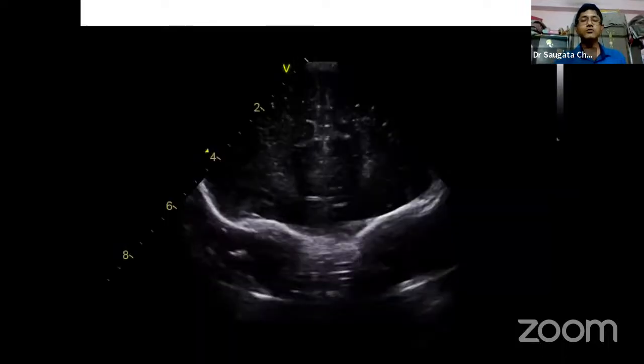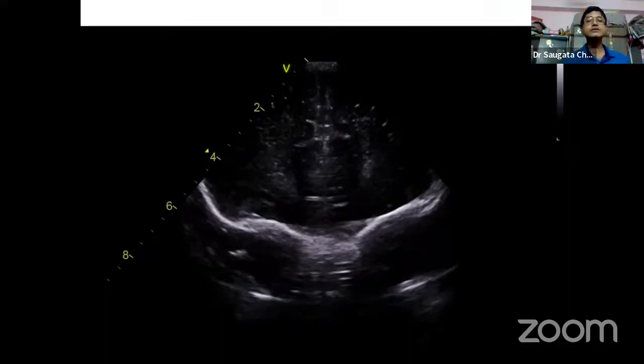This is the C1 view. So always we should go sequentially. We should not do it in a haphazard way. First the coronal view, C1, gradually go to C2, C3, C4, C5, C6, and then the sagittal view: mid-sagittal view, right parasagittal view, then the right parasagittal cortex view, then left parasagittal view, left parasagittal cortex view, and then axial view, and then cerebellar view. So always this sequence is to be followed, and then we cannot miss anything.